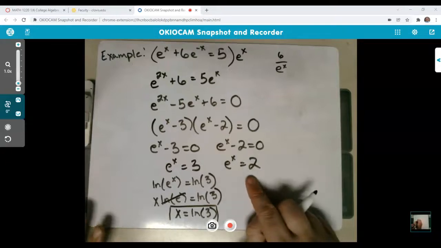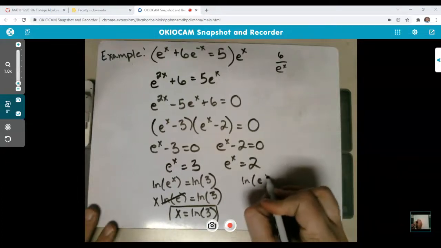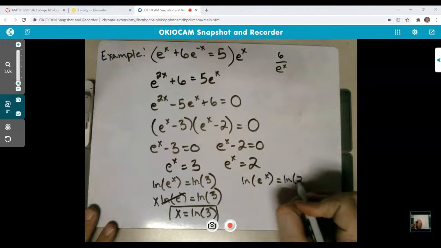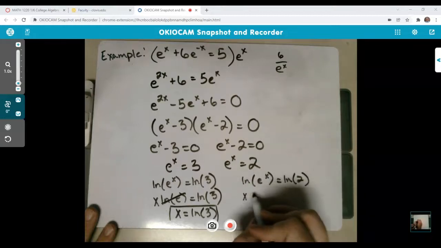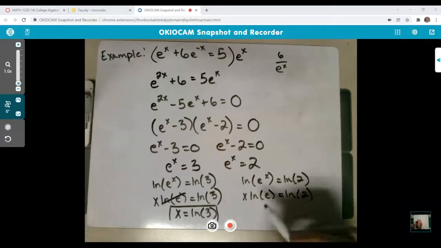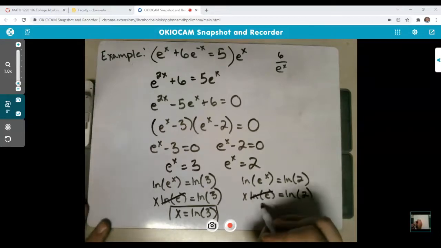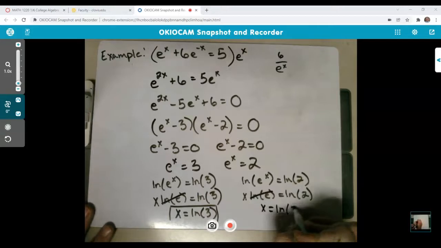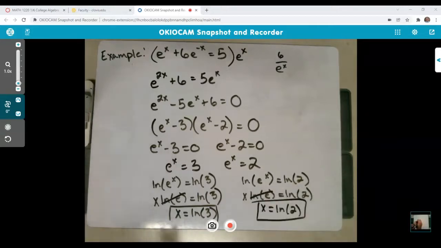Do the same thing over here. Take the natural log of both sides. Bring my power down to the front. x ln of e equals ln of 2. But just like we said, since ln is log base e, ln of e is a 1. So that cancels out, and we're left with just x equals ln of 2. So for this one, we get natural log of 3 and natural log of 2.